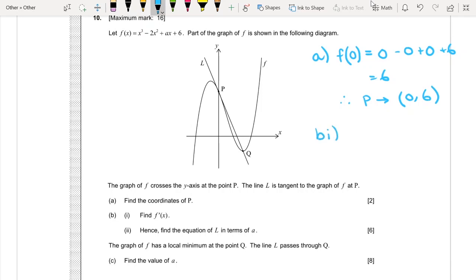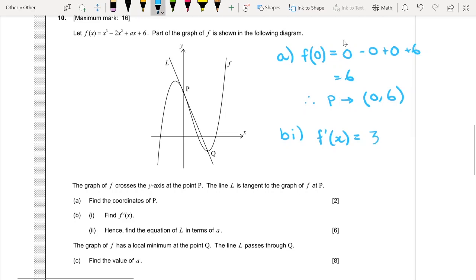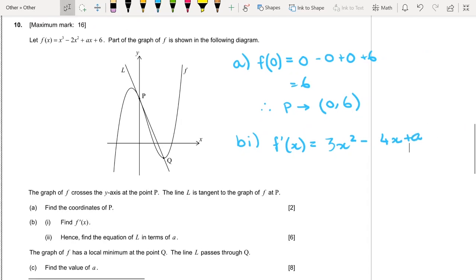Alright, now let's go on to part B. It's asking us to find the differentiated function. That's dy by dx of this function. f prime of x is equal to multiply by the power and reduce the power by 1. So 3x squared minus 4x plus a. The constant here, 6, disappears because there is no x term.